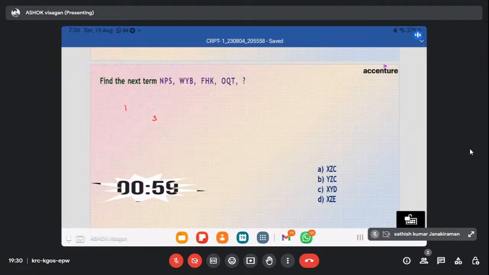Easily you can get the answer for this one. So the answer is X, Z, C. In the first two letters we have a gap of one letter, and for the next two letters we have a gap of two letters. This is the logic behind this one.